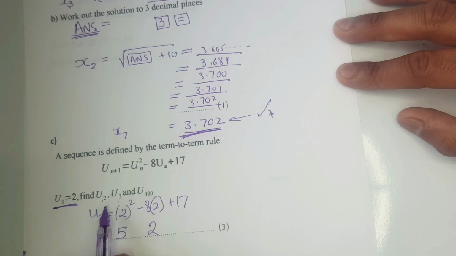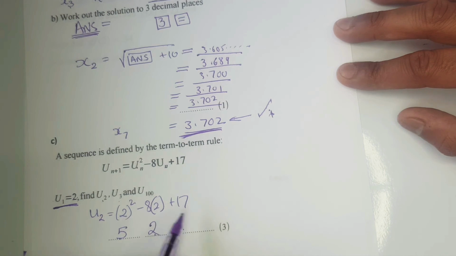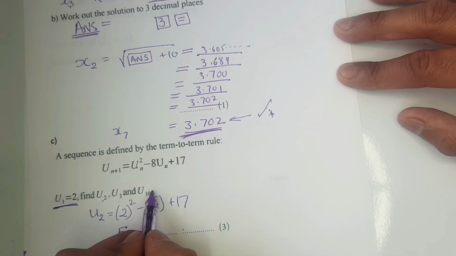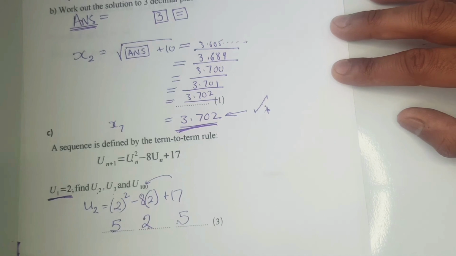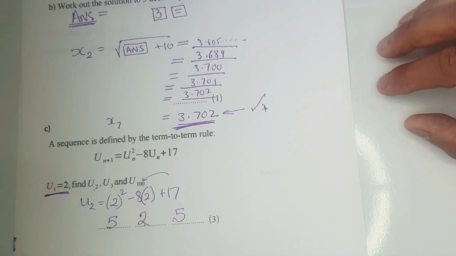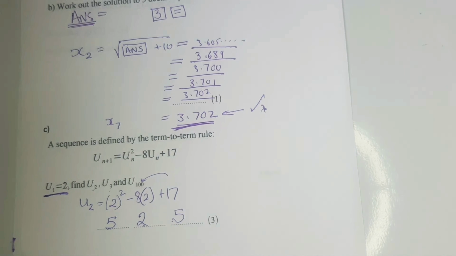And then you'll notice that u2 is 5, u3 is 2, u4 will be 5, u5 will be 2. So you'll notice the pattern: it goes 5, 2, 5, 2, 5, 2, 5, 2. Using that, you can deduce that the 100th term, because it's an even number, since u2 is 5, u100 will also be 5. So you can just follow the pattern and work out the answer to that one. And that's just worth 1 mark.